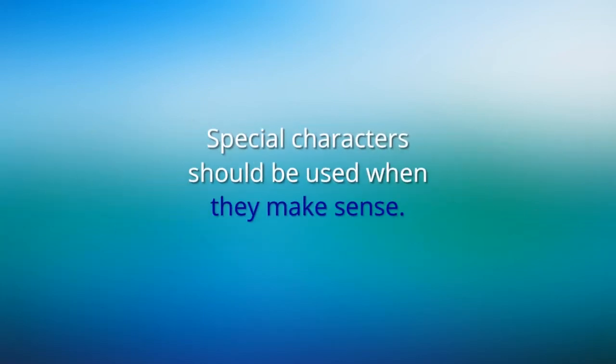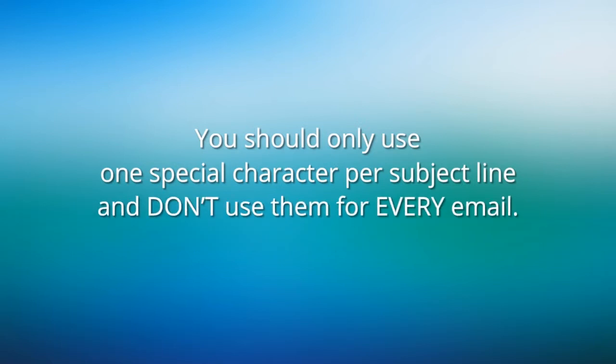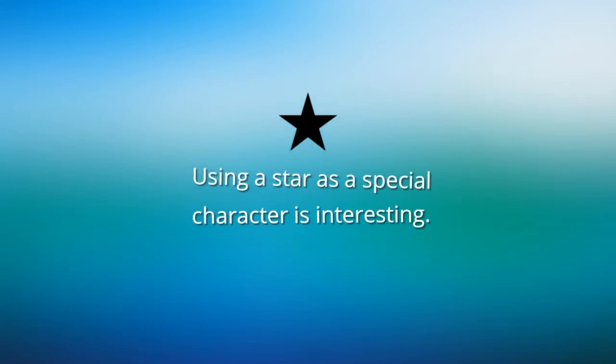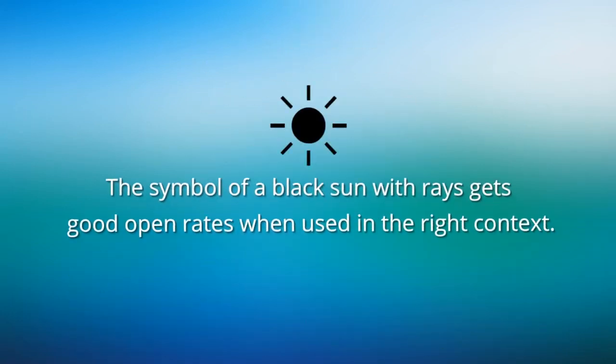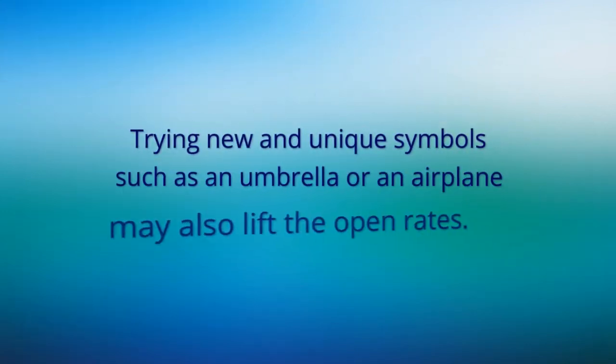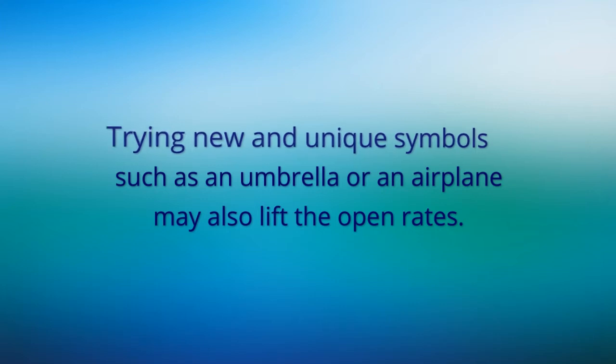Special characters should be used when they make sense. You do not need to stuff them in your subject lines. You should only use one special character per subject line and don't use them for every email. Using a star as a special character is interesting. The symbol of a black sun with rays gets good open rates when used in the right context. Trying new and unique symbols, such as an umbrella or an airplane, may also lift the open rates.